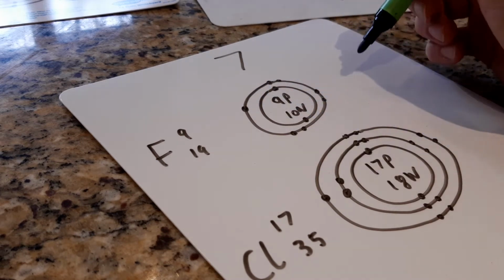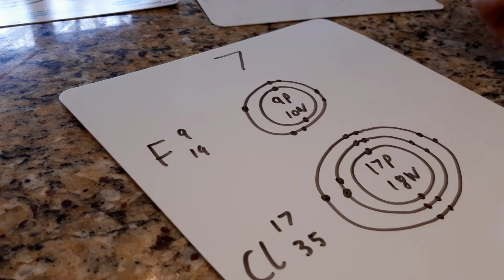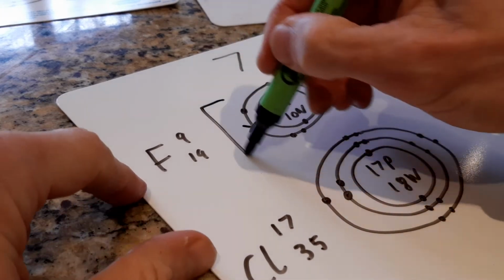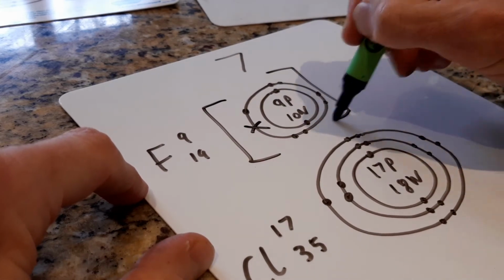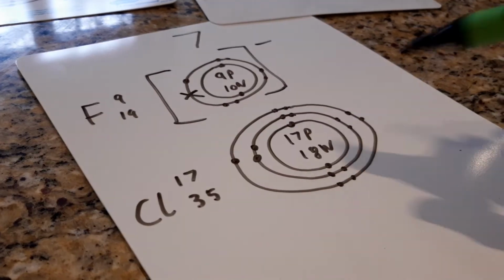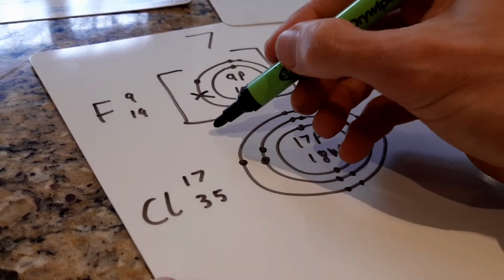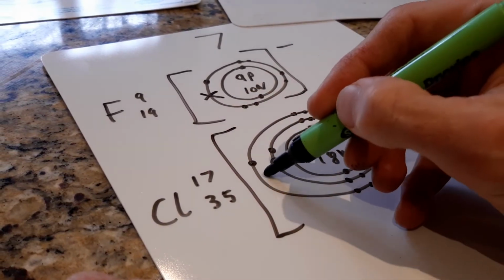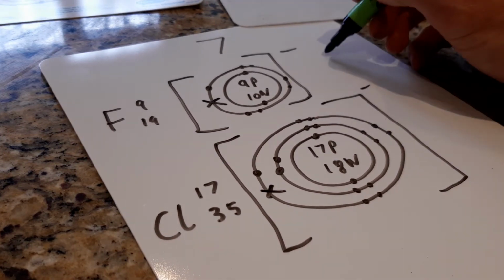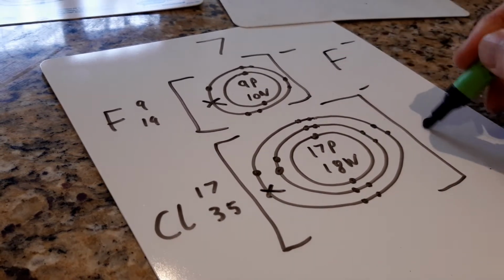So again, to get a full shell, if it's got 7 electrons, remember the octet rule, it wants 8. So we're going to put 1 more in there, then we're going to put brackets around it like that, and we're going to give it a minus charge. And we're going to do the same thing with chlorine. Chlorine has 7 electrons in its outer shell. We're going to draw the electron in first, aren't we? Then put brackets around it like that, and we've turned each of these into F minus and Cl minus.